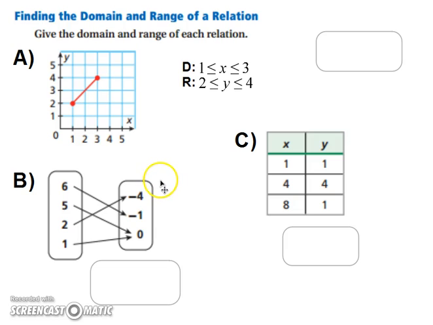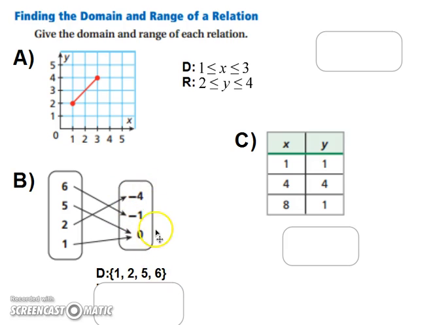Mapping diagrams and tables are often a little bit easier, because they're already almost set up the way you need them. All your x values are on the left in a mapping diagram, and your domain is simply all your x values. So put them in a list. And then since they're a set, make sure you put braces around them. Your range is all your y values, so you simply need to put those in a list.